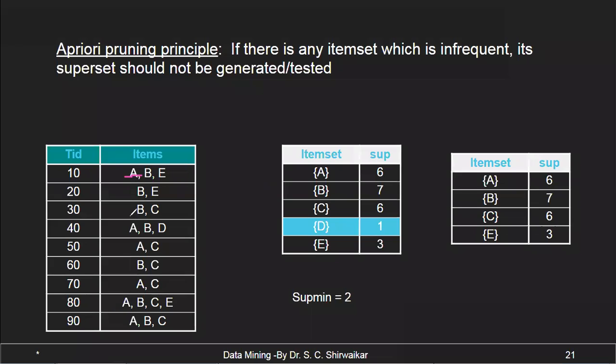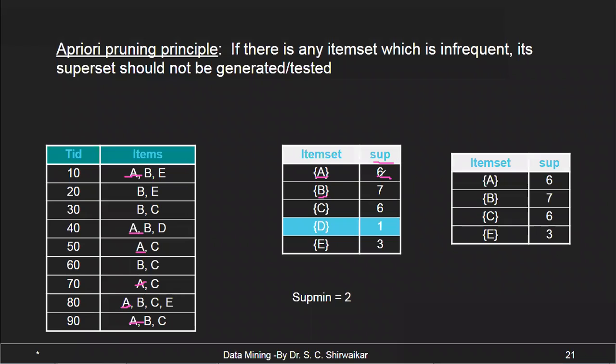So A is 1, then 2, 3, 4, 5, and 6. So how many times is it present? It is present 6 times. So we have to create this type of table in which we represent the individual item set and its support value, or we can say the frequency count of that particular item.